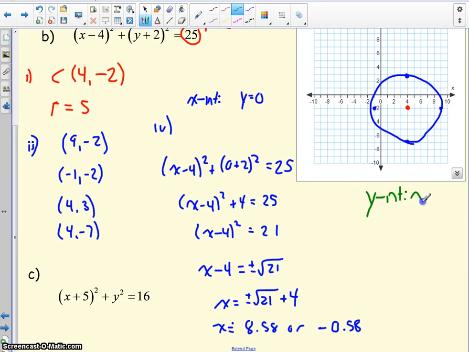So if I want to find the y-intercept, it's a similar process, except now I'm going to let x equal 0. So I'm going to have 0 minus 4 all squared plus y plus 2 squared equals 25. 0 minus 4 is negative 4, squared is 16. Which, when I subtract 16 from both sides, gives me y plus 2 squared equals 9.